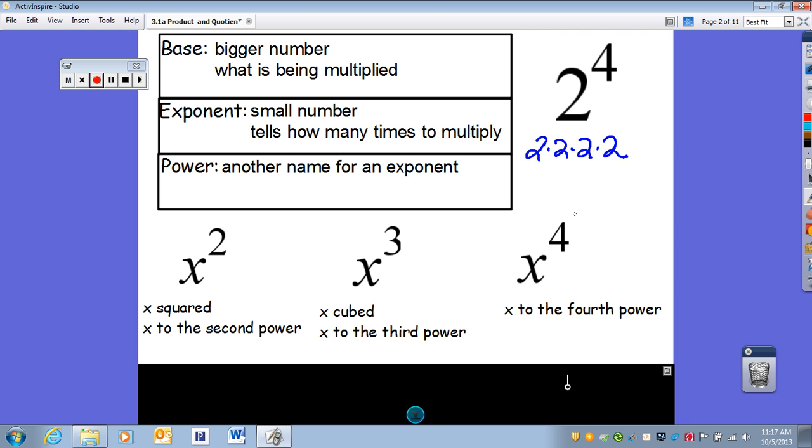So, just a review of how we read exponents. When it is a small raised 2, we can read it as x to the 2nd power or x squared. Sometimes people also read it as x to the power of 2. With the small raised 3, we can read it as x cubed or x to the 3rd power. And with the small raised 4, we can read that as x to the 4th power.